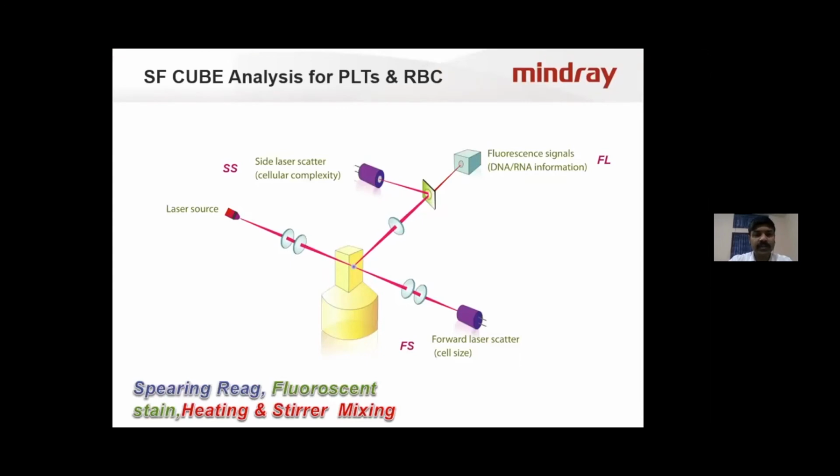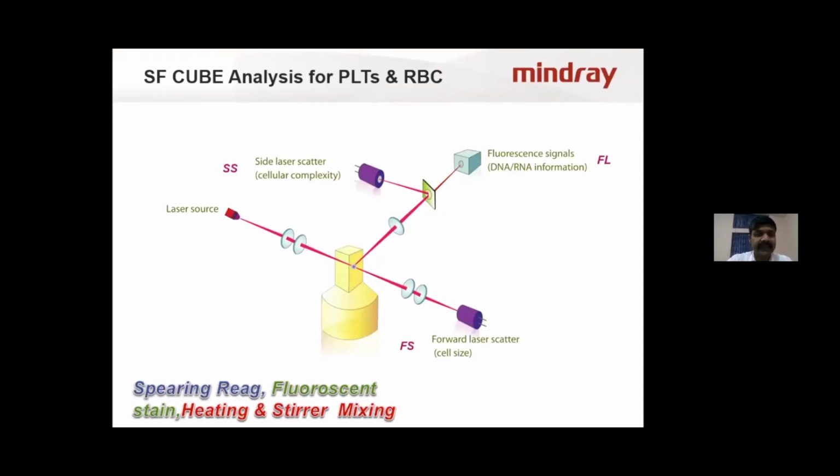So as you have seen, SF Cube technology is done by measuring a three-dimensional scatter, and the analysis is being done in a 3D method. In this, we'll be using two types of reagents, one is the fluorescent reagent and one is the sphering reagent. All this reaction is happening in a heated reaction chamber, which is kept at 42 degrees.